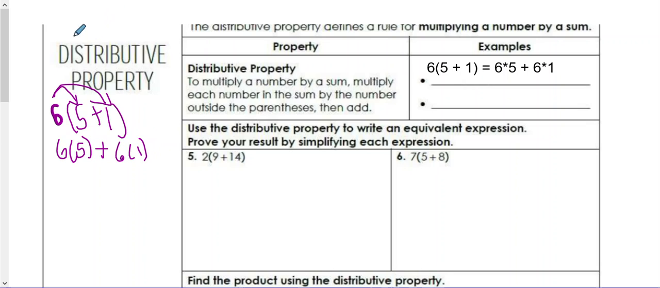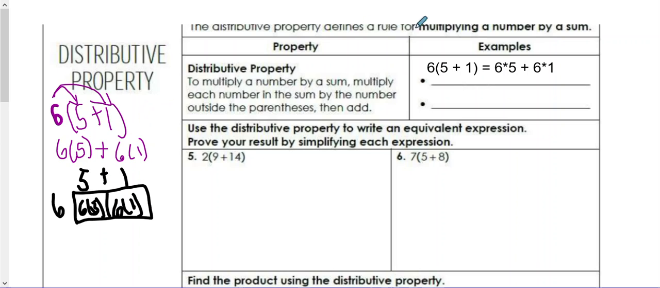Another way that it is shown is called the box method. Basically, you put the 6 on the outside, and I'll do this in a different color so you can see it. Then you make a box like this, and then you have 5 plus 1, and in here you're going to have 6 times 5 and 6 times 1. Maybe that's hard to see, but you can do it either way. But you must remember that you're multiplying by both the inside numbers and the outside number.